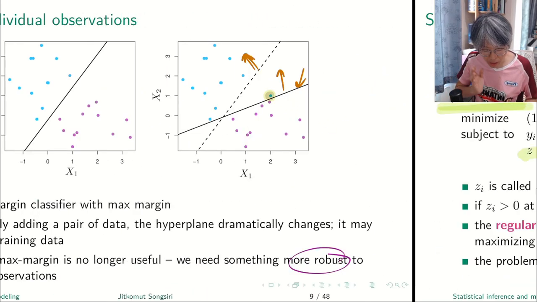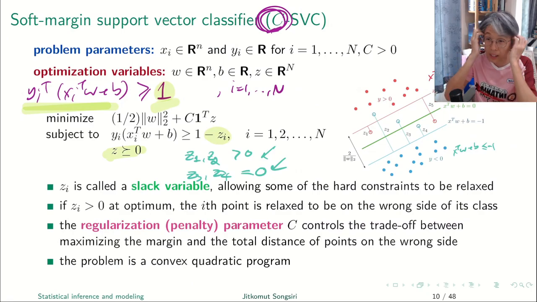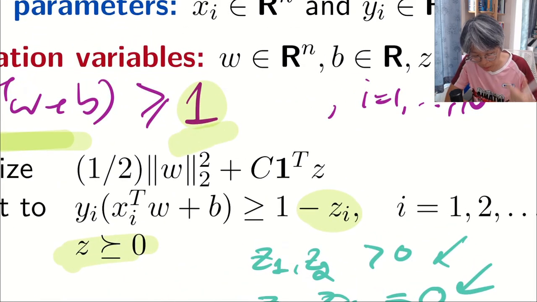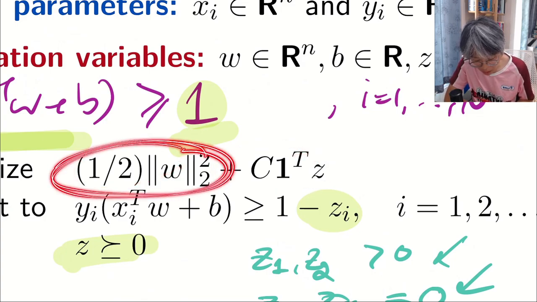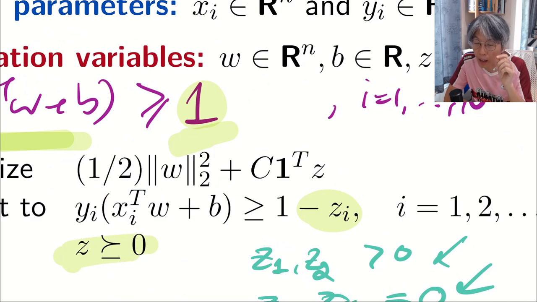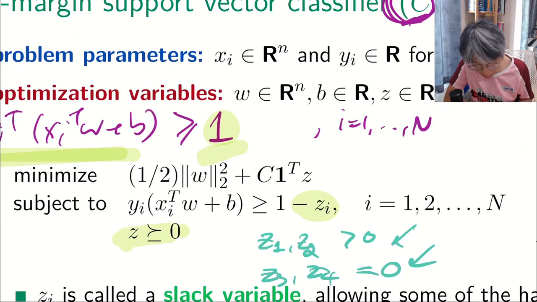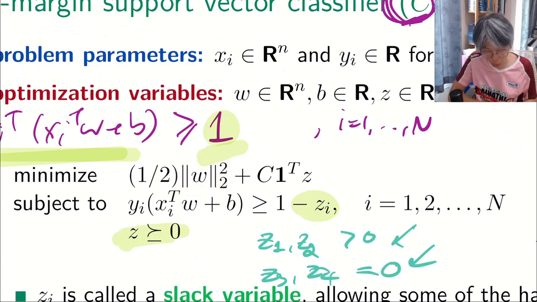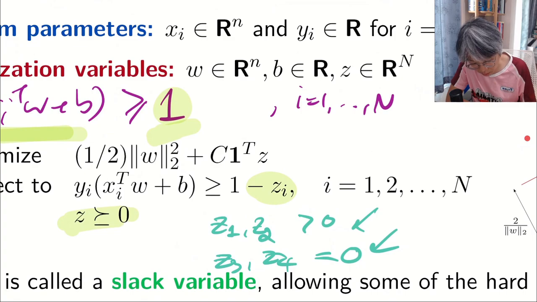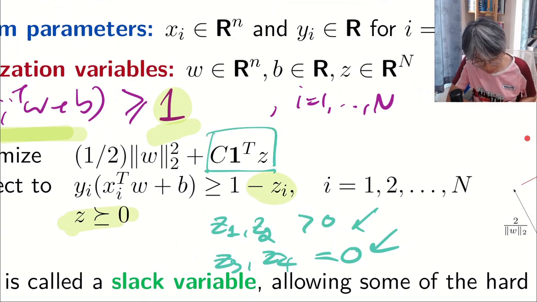So when I have these two objectives in mind, I can pose this problem as an optimization problem with these two objectives. The first one still has the meaning of maximizing the margin: you minimize the two norm of W. This is how you maximize the margin. Now let's take a look at this term. You have one transpose Z. This is basically the sum of Zi.